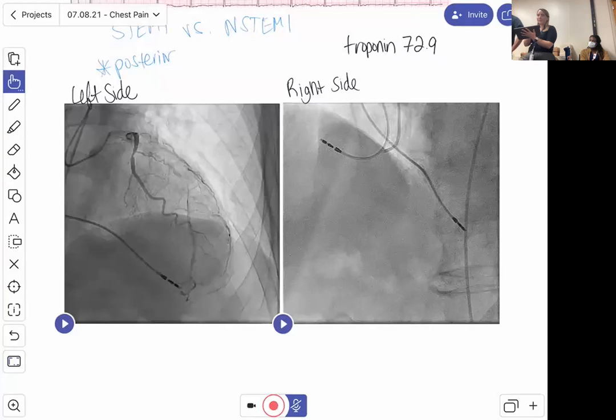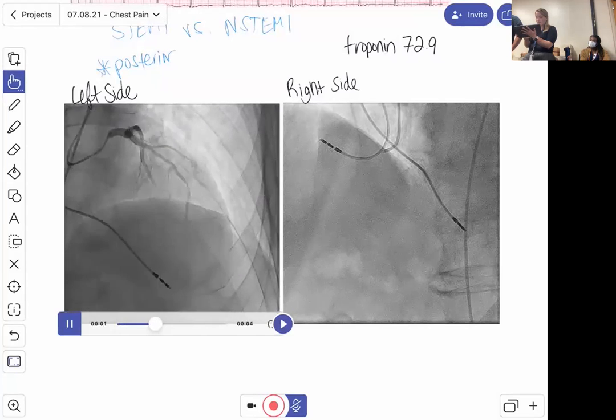Okay, so he's put on heparin. He was given nitro. He got his aspirin and his statin. Cardiology was called. They were concerned. They took him over to the cath lab, and this is what we saw in terms of our pre.